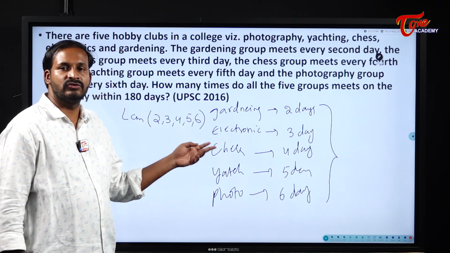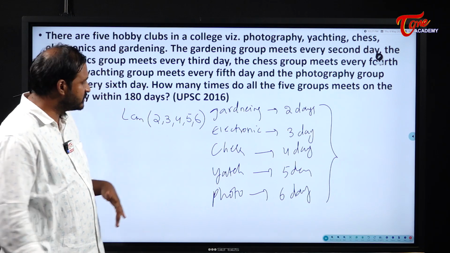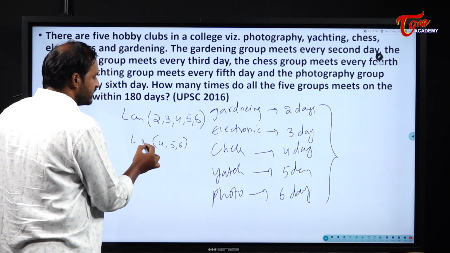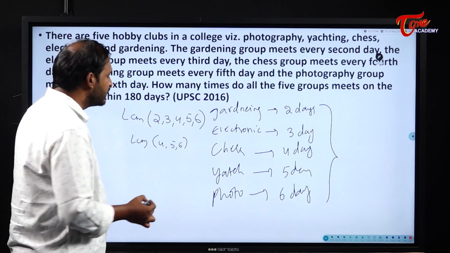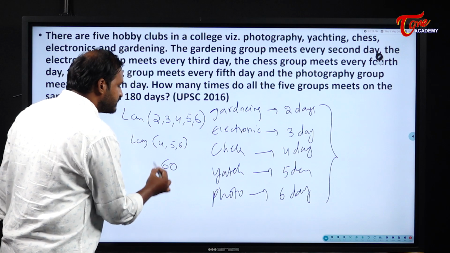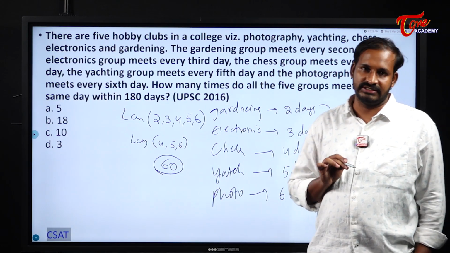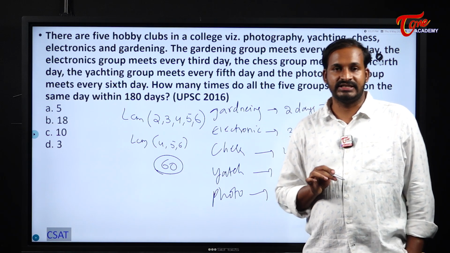Already 6 is there, so there is no need to check 3 once again, drop it. So, simply find the LCM for 4, 5 and 6. What is the LCM for 4, 5 and 6, students? You will get 60. That means on every 60th day, all the 5 groups of people will meet at once.